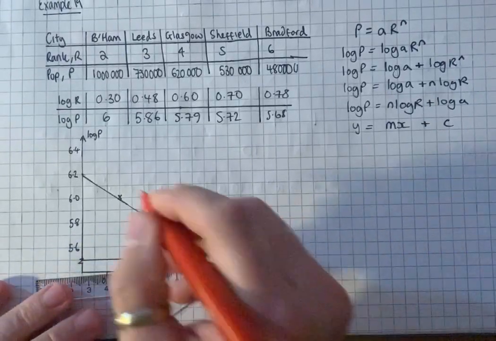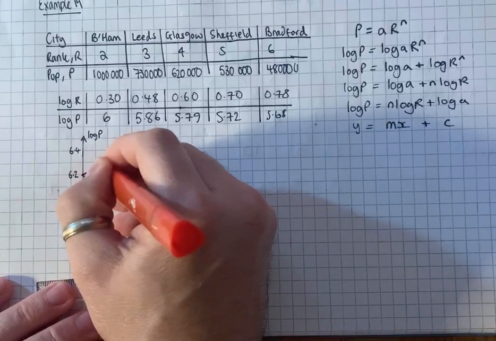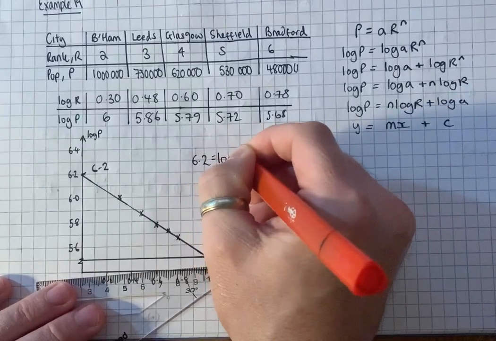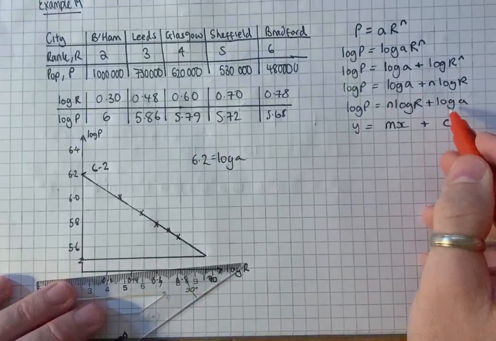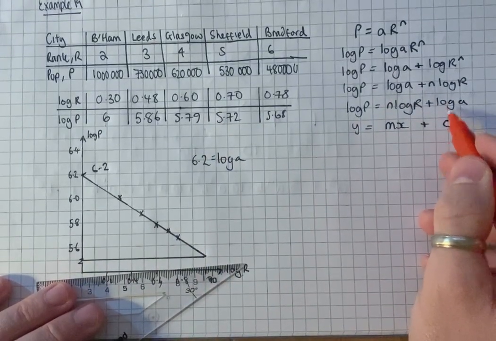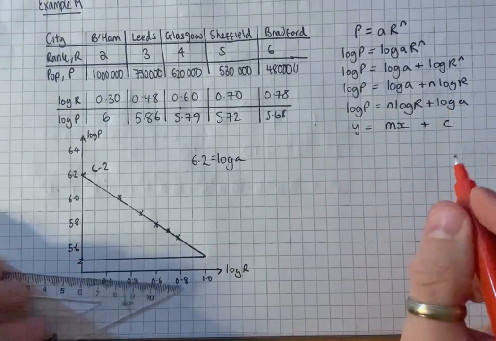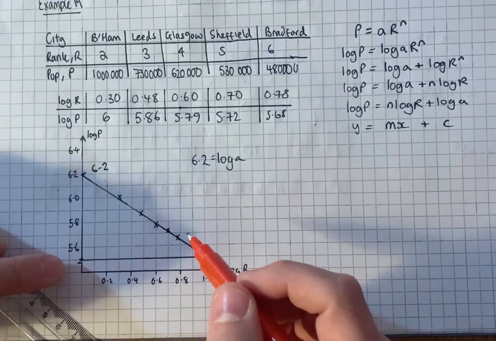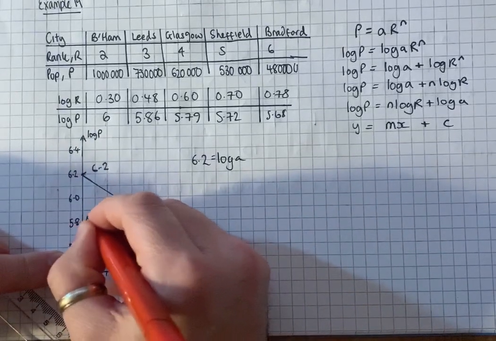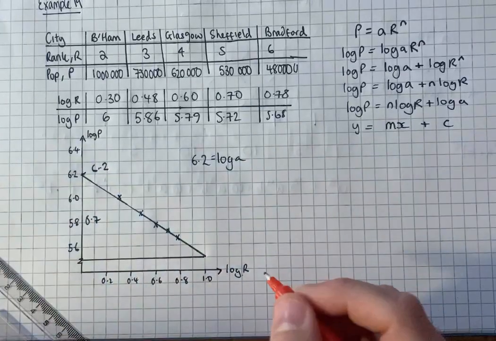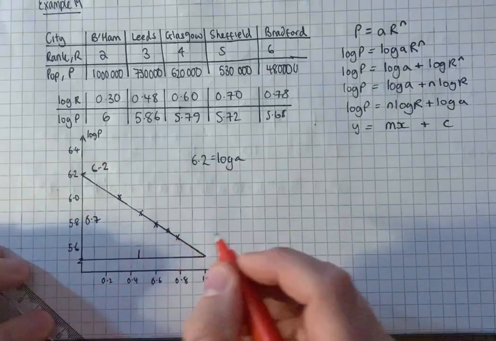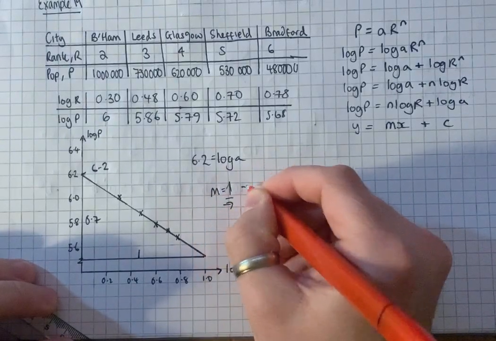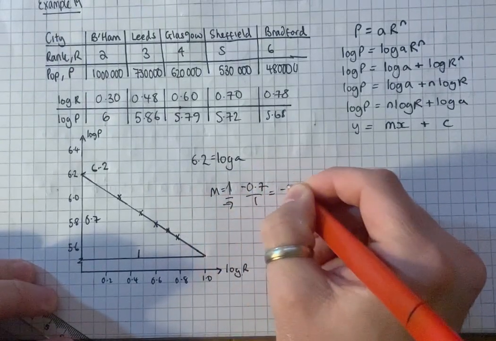we can see that it goes through the y-axis at 6.2. So 6.2 equals log A. The intercept on the y-axis, or in this case the log p-axis, is log A. And the gradient, I'll just measure that. So we're going from 6.2 to 5.5. It's 0.7, and across 1. So the gradient would be minus 0.7 over 1, which is obviously minus 0.7.